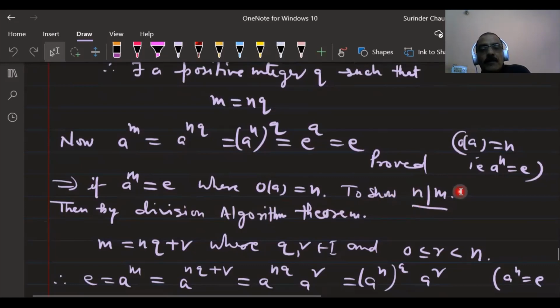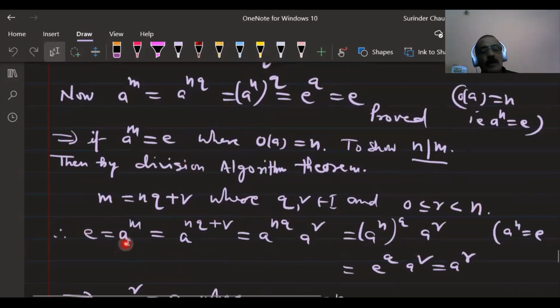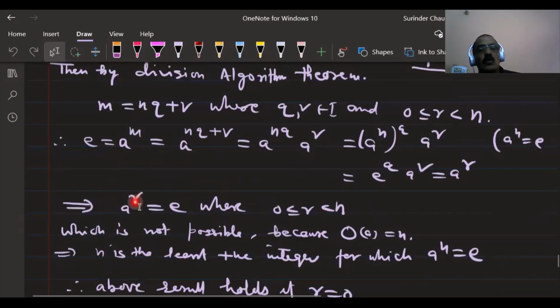We have to show n divides m. Let's divide m by n. By the division algorithm theorem we get a quotient q and a remainder r: m is equal to nq plus r, where 0 ≤ r < n. Then e can be written as a^m, so substitute the value: a^(nq+r) is equal to (a^n)^q times a^r, which is e^q times a^r, which is e times a^r, which comes out to be equal to a^r.